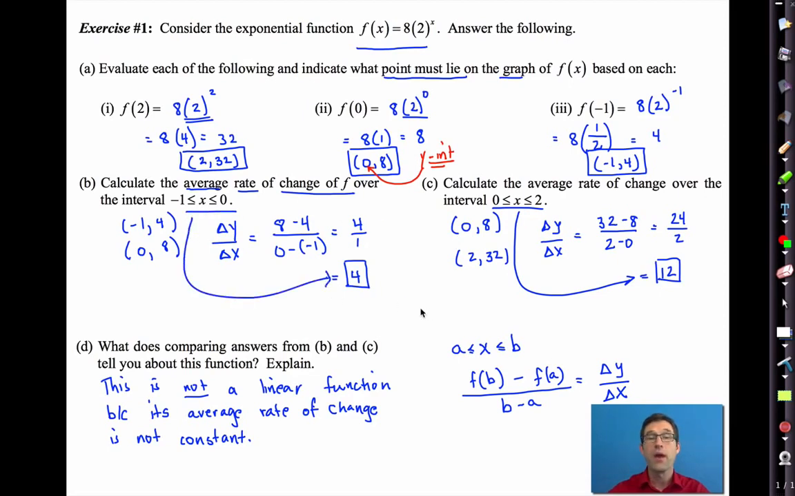it's only 4. Now remember what those average rates of change are telling you. An average rate of change of 4 is saying that for every 1 unit of increase in x, y is increasing by 4 units. On the other hand, an average rate of change of 12 tells me that for every 1 unit of increase in x, y is increasing by 12 units. So much faster, much faster.